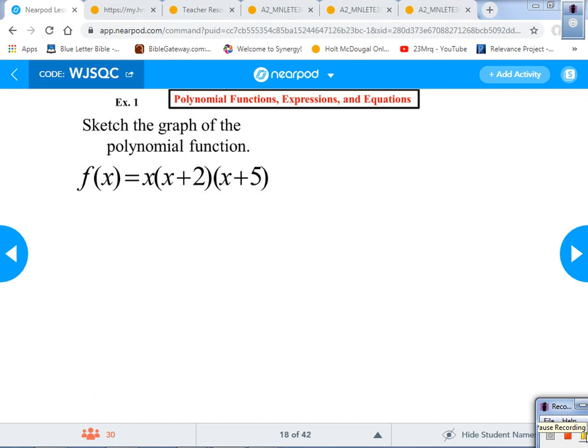Copy this one. I'm going to do this one completely, then have you copy, and then you're going to do one by yourself, and then take a picture, send it in. Okay? Here it goes.